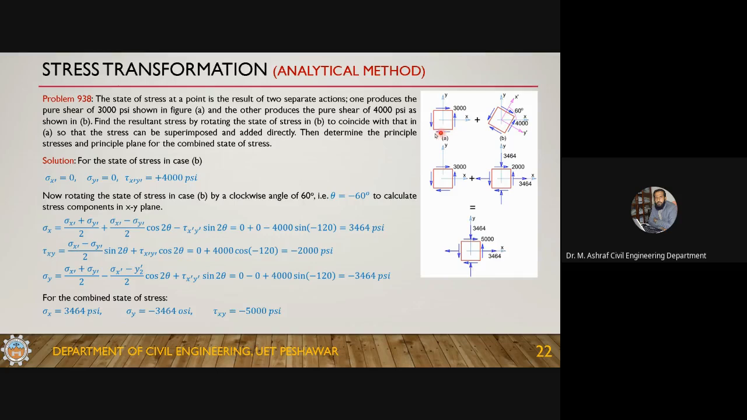You cannot combine stresses if they are not in the same direction, and if they are not of the same type. You cannot add shear with normal, and you cannot add normal with shear.